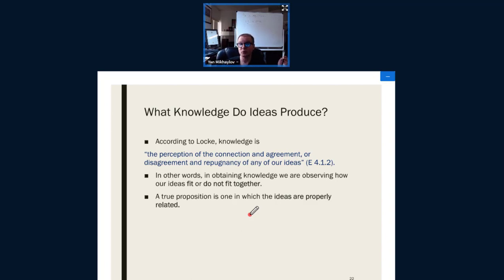So, just to give you an example, if you say, I know there's a cat in the box, what does that mean? It means that if you open the box, you will find the cat. So your idea of there being a box should correspond to your idea of you opening the box and then there being this furry animal. And if you open it and there's nothing, or if there's, I don't know, a stone, then that would be a problem. That means the one idea will not fit with the other one. So that would mean you don't have knowledge. Knowledge, in other words, is just this kind of good fit between your ideas.